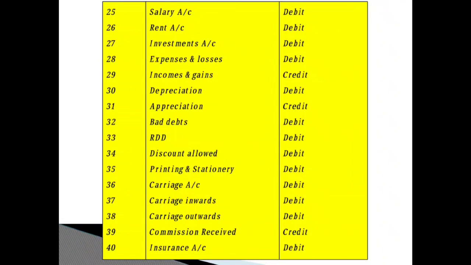Then rent account, it is also an expense, so just shows debit balance. Investments, it is an asset, so it will show us debit balance. Expenses and losses show always debit balance only, okay. Incomes and gains show credit balance. Then depreciation, so what it is, depreciation is a decrease in the value of our asset.